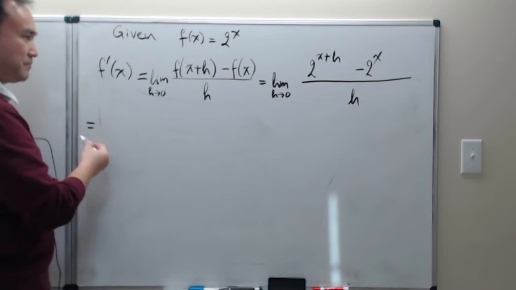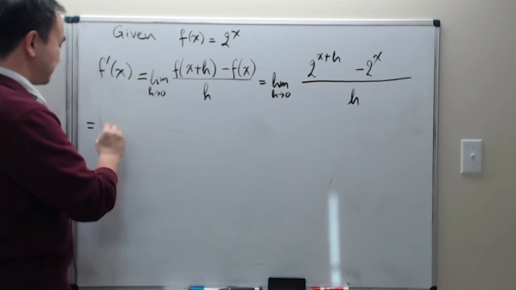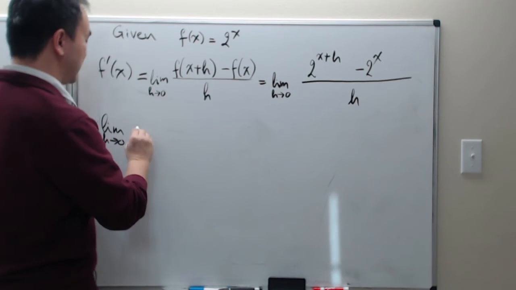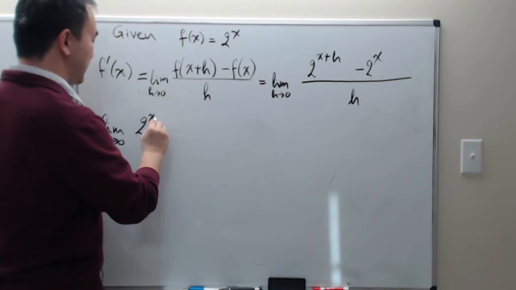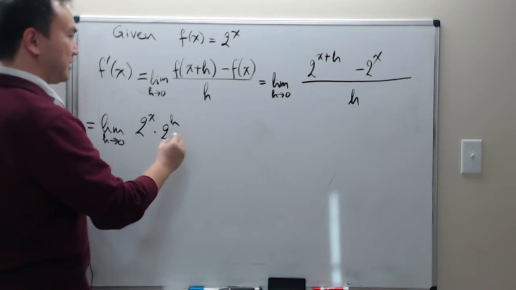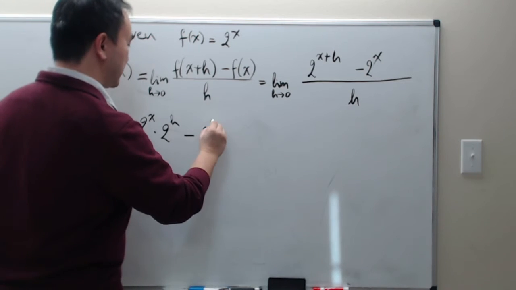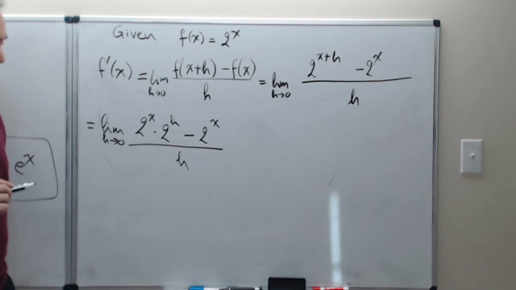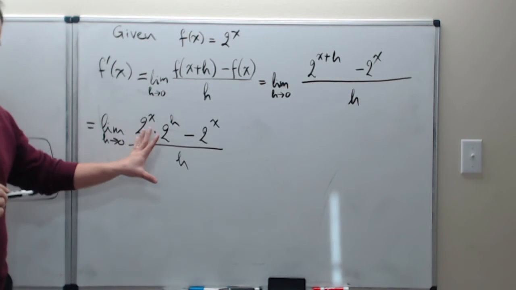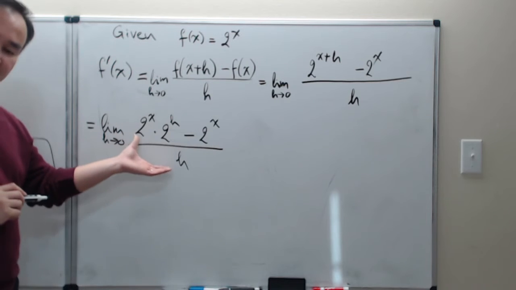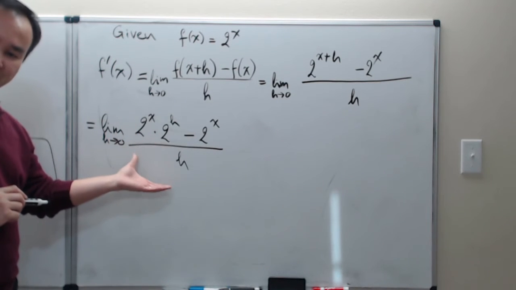That equals, so now I have a limit problem, and here I'm looking at 2 to the x plus h, which is 2 to the x times 2 to the h, and minus 2 to the x, and we're dividing that by h. Okay, so there's still some similarity with what we did earlier with that e to the x function.